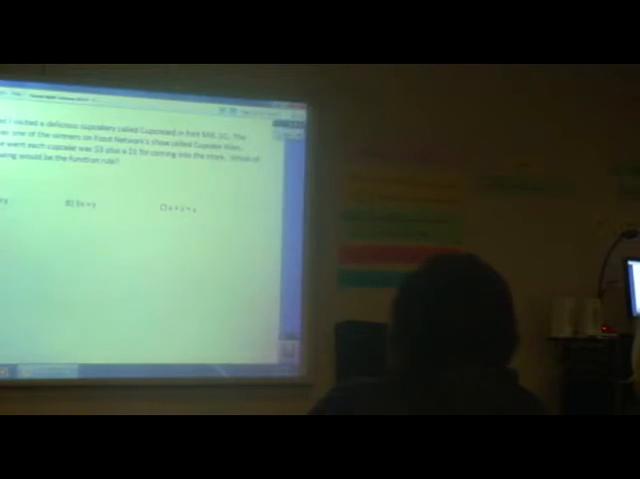All right, another situation. Julius and I visited a delicious cupcakery called Cupcraze in Fort Mill, South Carolina. The owner was one of the winners on Food Network's show called Cupcake Wars. When we went, each cupcake was $3 plus $1 for coming into the store. Which of the following would be the function rule? And again, we would reiterate what's happening to X to give us our Y.